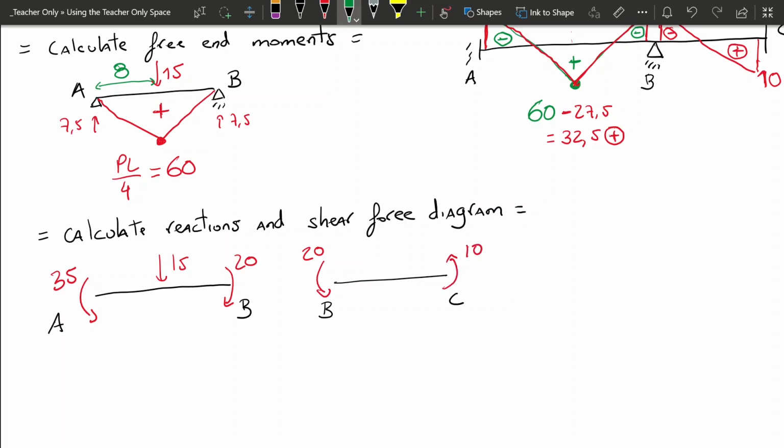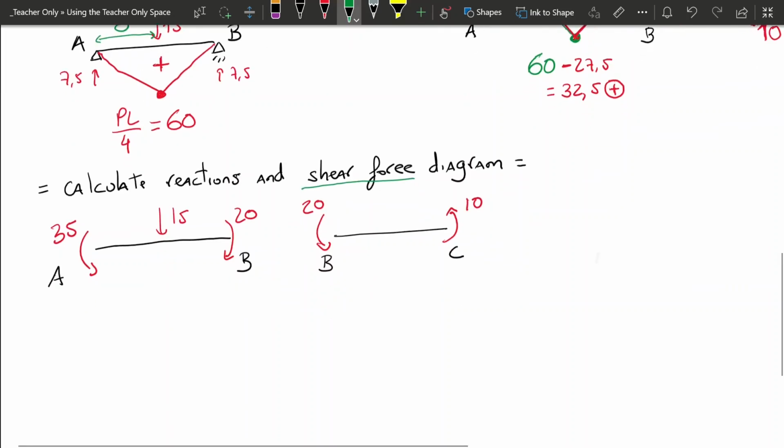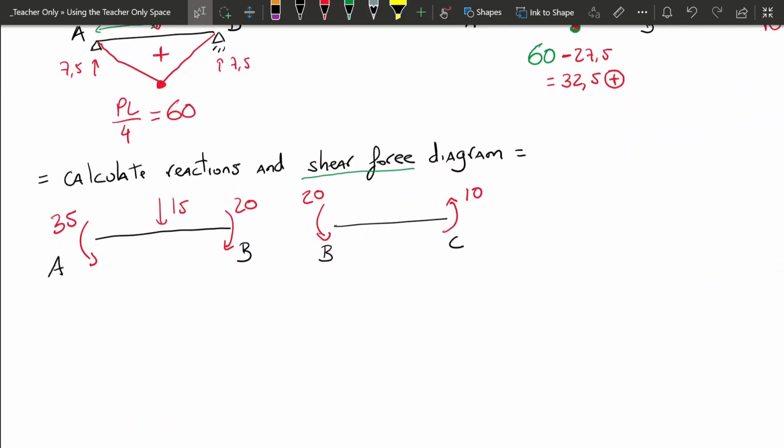Okay, so now, how can we get the shear force in these systems? We're basically going to try to solve it for equilibrium. So what we can see here in AB is if we have 15 acting in the middle, we're going to need 7.5 and 7.5 to balance the 15.